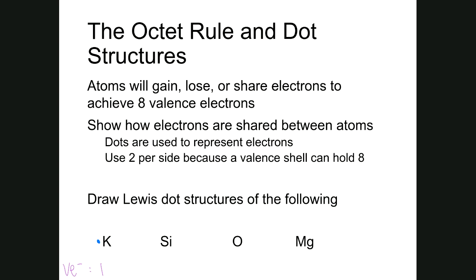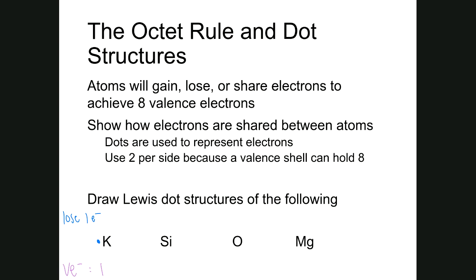And so this tells us a little bit about what is going to happen to potassium in order to achieve an octet. Would it be easier for potassium to gain 7 more electrons, or would it be easier for it to lose 1 electron and then go down to the next valence shell? In the case of potassium, it's going to be a lot easier to lose 1 than to gain 7. So we'll see that potassium likes to lose 1 electron. And we'll see what that means for us a little bit later.